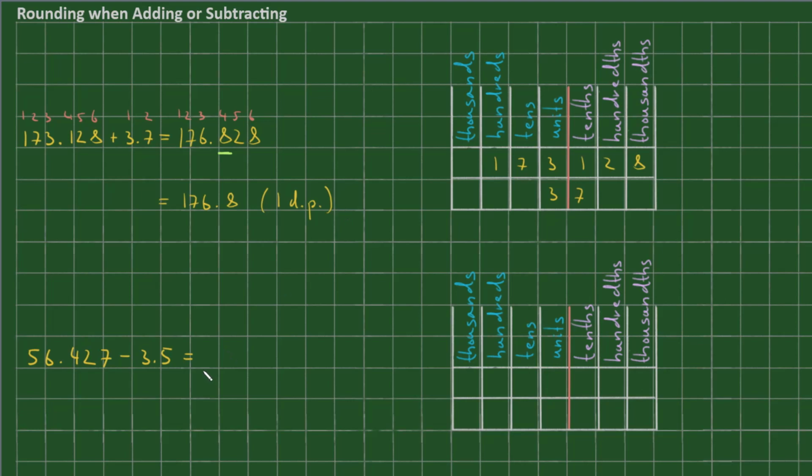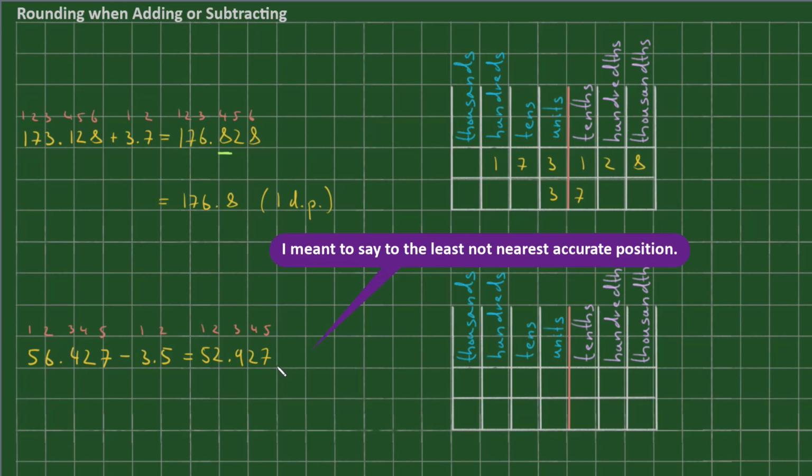Now I have 56.427 minus 3.5. That will give me 52.927. Again, I'm going to do a quick analysis of significant figures. The first value has 5 significant figures, the second one has 2, and the result has 5 significant figures as well. I need to round to the least accurate position, so I'm going to use the table on the right.